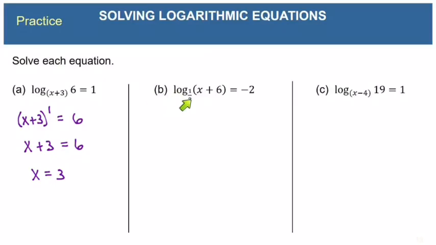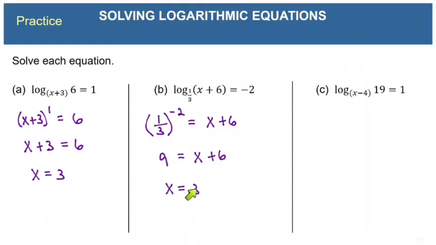Now here's part B. We have log base 1/3 of x plus 6 equals negative 2. So let's write 1/3 to the negative 2 equals x plus 6. And now let's evaluate this left side. We know the negative is going to cause a reciprocal here, so that will give us 3 to the second, which is 9, equals x plus 6. Now let's subtract 6 from both sides, and again x equals 3.